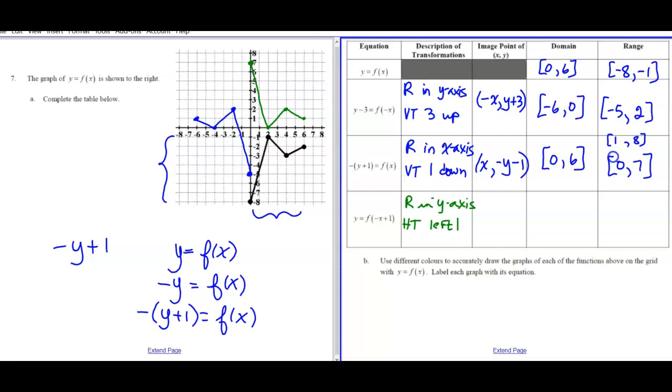If you are thinking that's true, you are wrong. Because what that would be, starting with y equals f of x, reflection in the y-axis, and then left 1, would be that. That's not the same as this. So always, if the negative is not factored out, factor it. So 2 sets of brackets. Okay? That will tell you what the reflection is, or the translation is. It is to the right one.